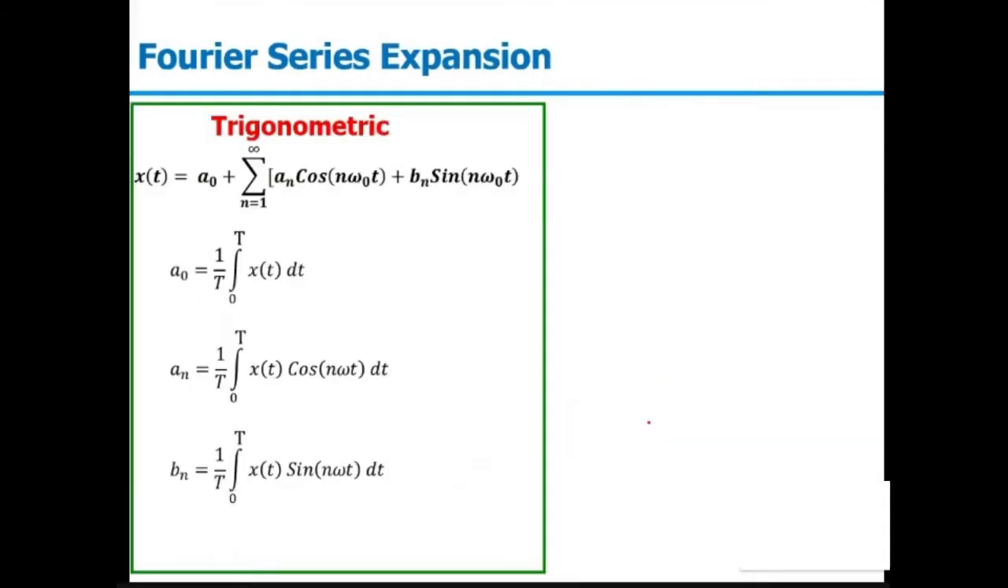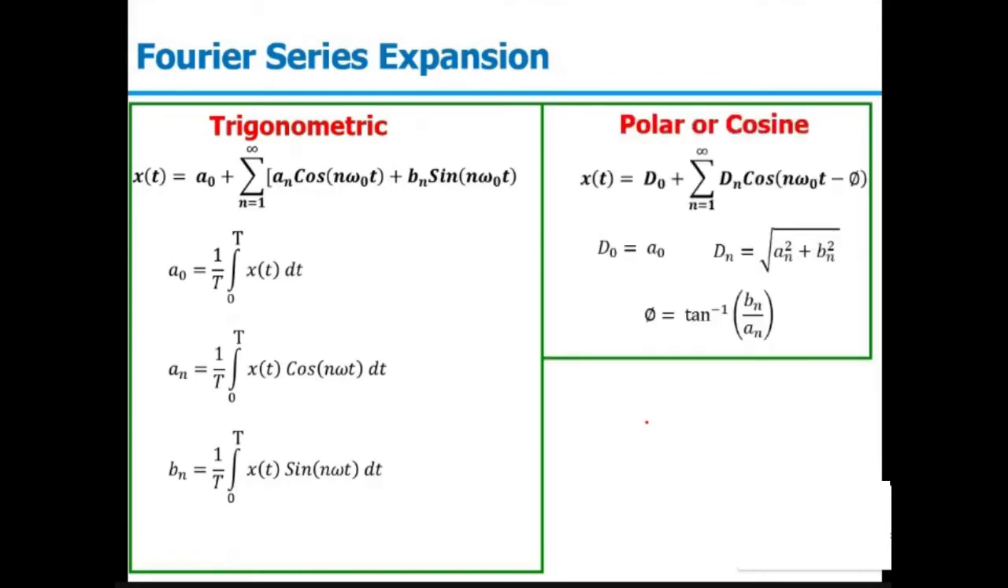In summary, this is the trigonometrical Fourier series that we have studied. That is x(t) equal to a naught plus summation n equal to 1 to infinity an cos n omega naught t plus bn sin n omega naught t, where a naught, an and bn are represented like this.